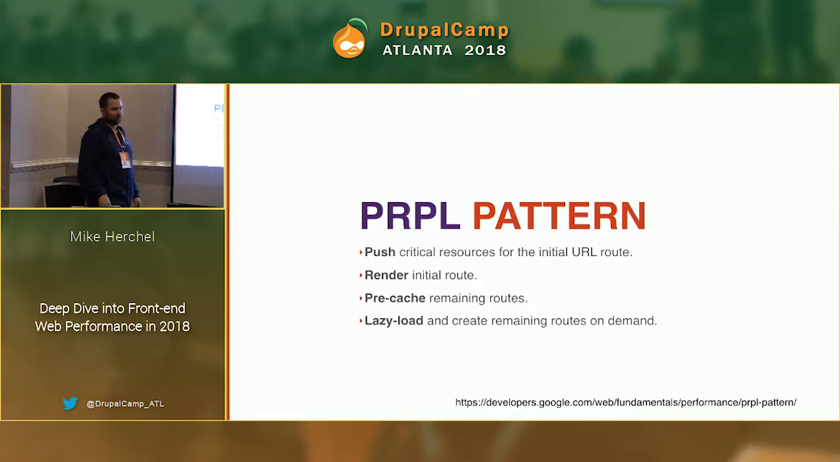Precache remaining routes, which means anything on your web page, you can tell JavaScript to start caching. And when you start scrolling down and other links come in, you can lazy load those in too. Something that does this out of the box that's super awesome is Gatsby.js. If you've heard of that, it's pretty cool, and it can hook directly up to Drupal's JSON API module, which is pretty neat.